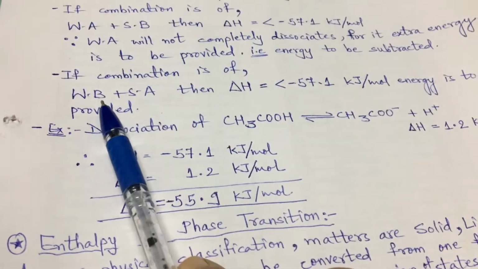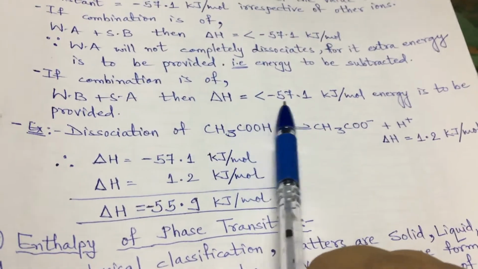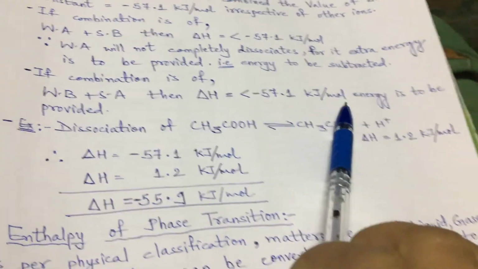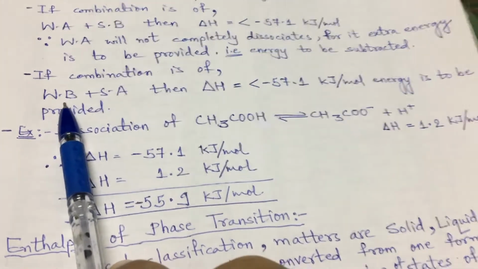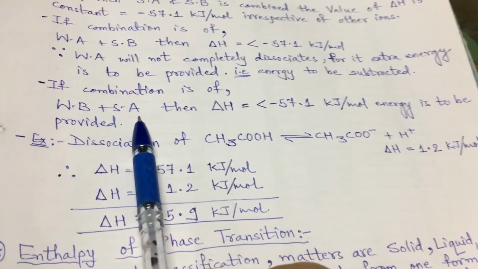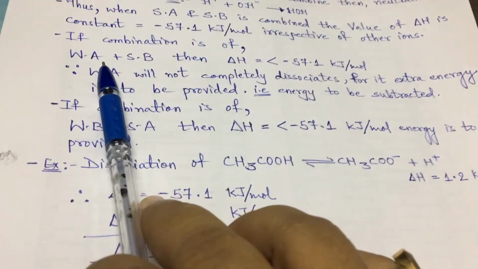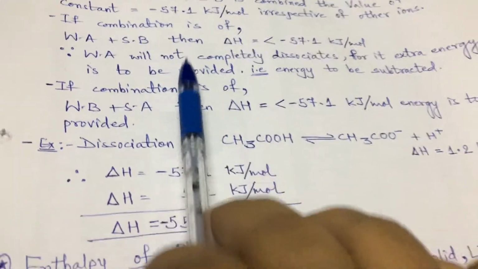And when a weak base reacts with a strong acid, then delta H, that amount of minus 57.1 kilojoule per mole energy, is to be provided, so that the weak base will get the support of the energy and will dissolve in the strong acid. Here the weak acid will get the support and dissolve in the strong base.